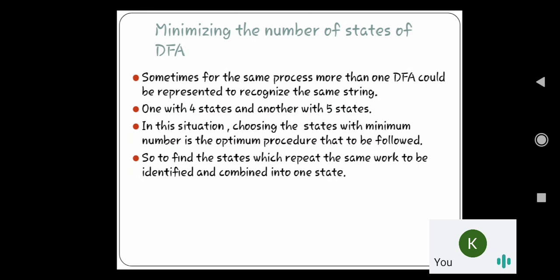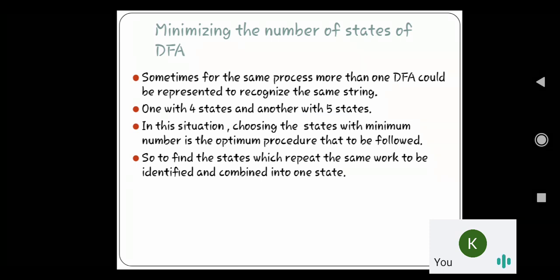Which has been represented to recognize the same string. Here we have two examples, one with 4 states and another with 5 states. So one DFA has 4 states, and another DFA has 5 states. What are we going to do in this situation? We are going to choose the DFA with the minimum number of states. Whichever DFA has the minimum number of states, that will be chosen.